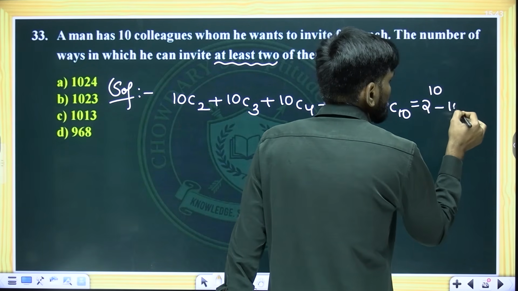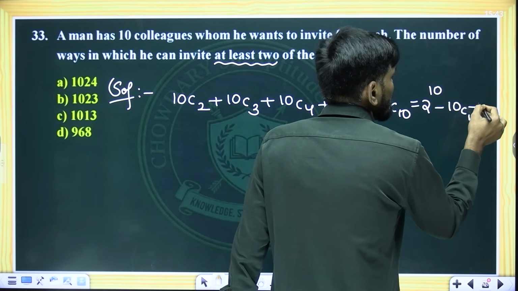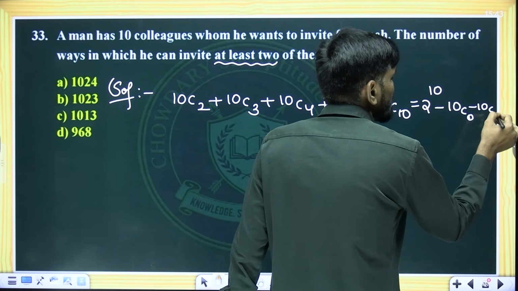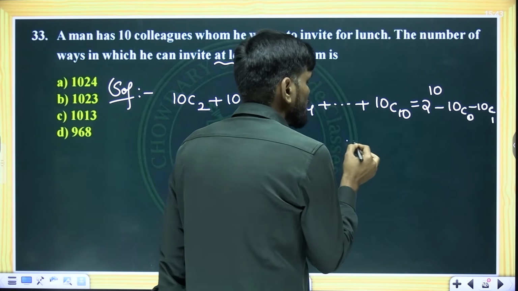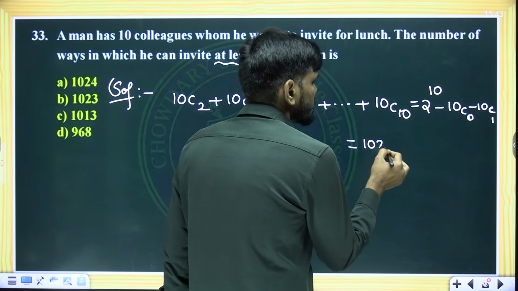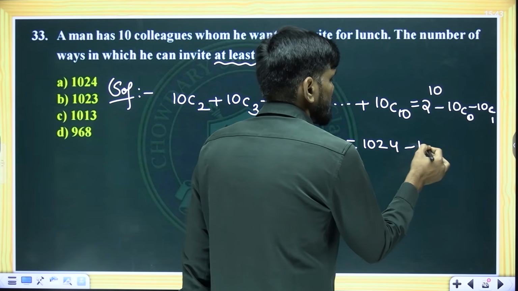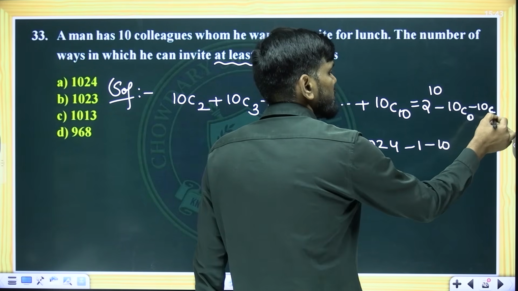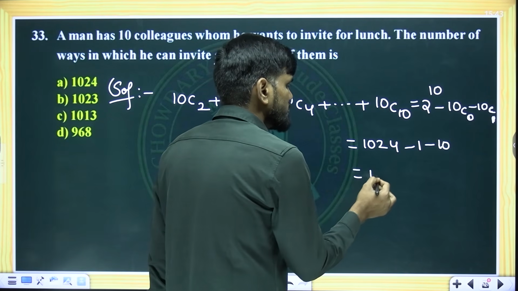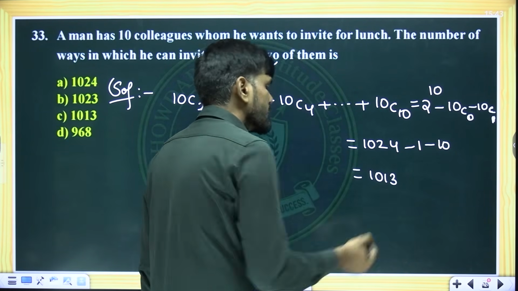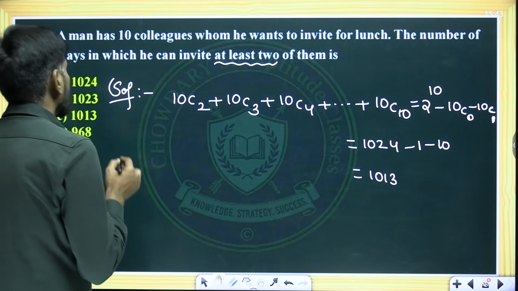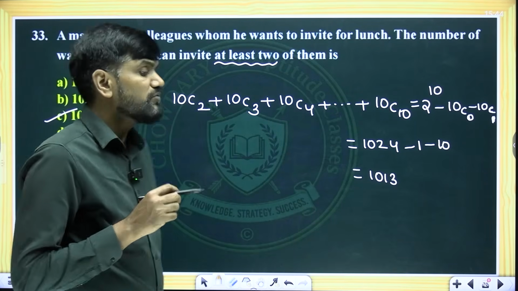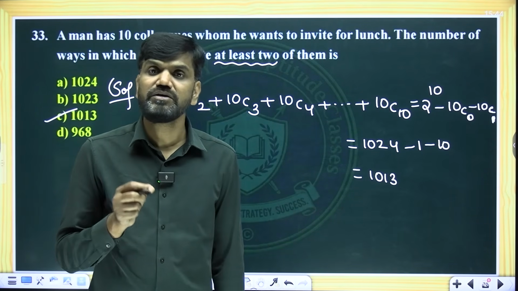10C0 is missing. 10C1 is also missing. 2 power 10 is 1024. Minus 10C0 is 1. 10C1 is 10. That will give you how much? 1013. So out of the 10 people, he can invite at least 2 of the friends for the dinner in total in how many ways? 1013 ways.